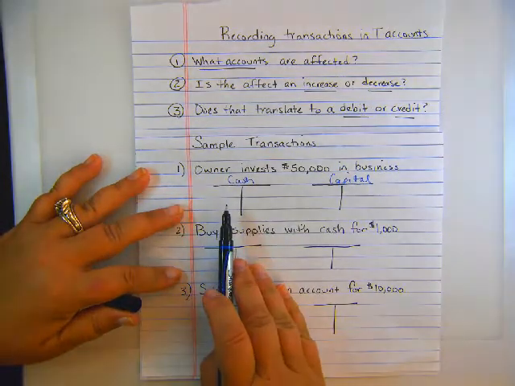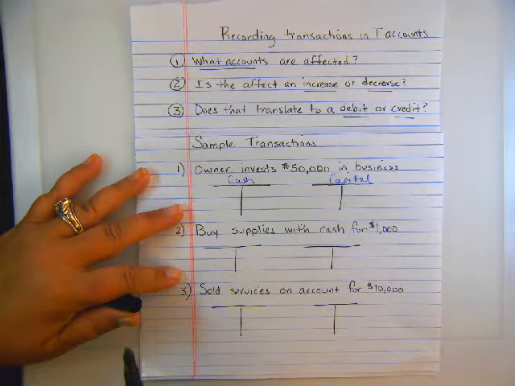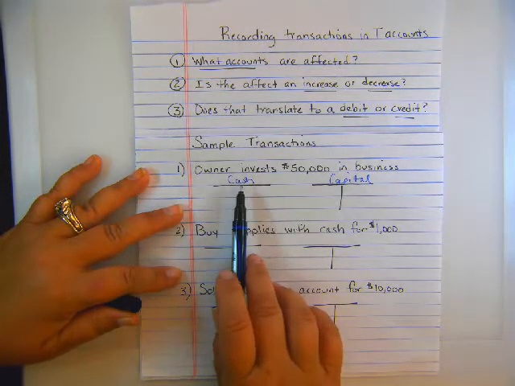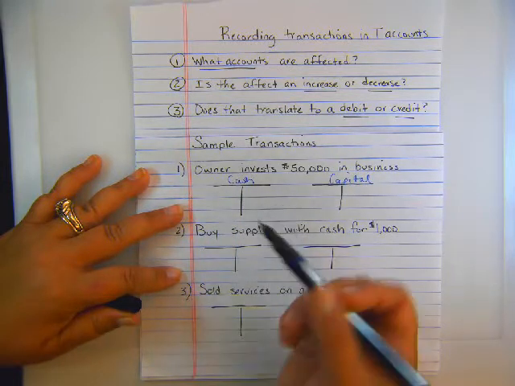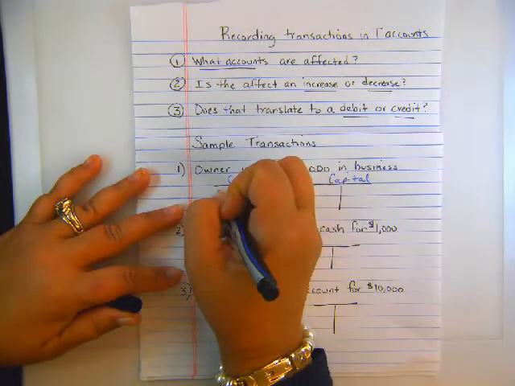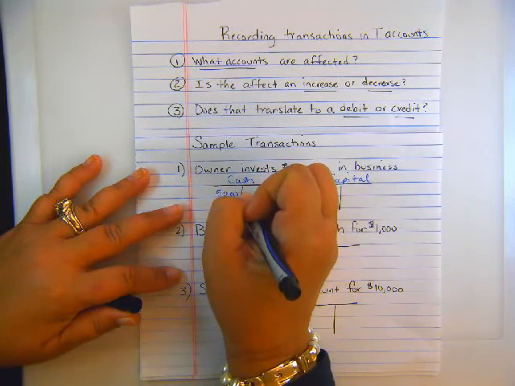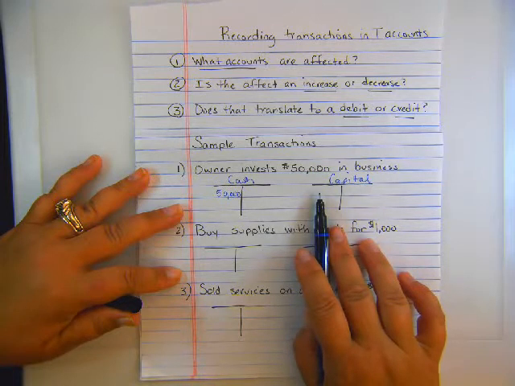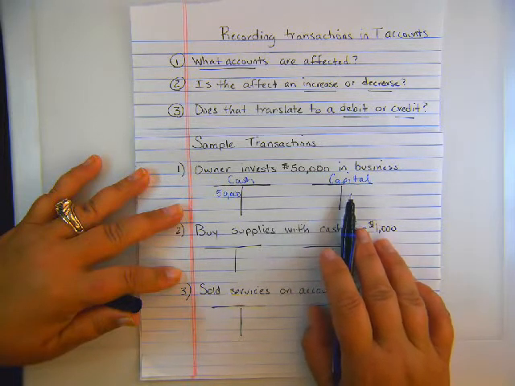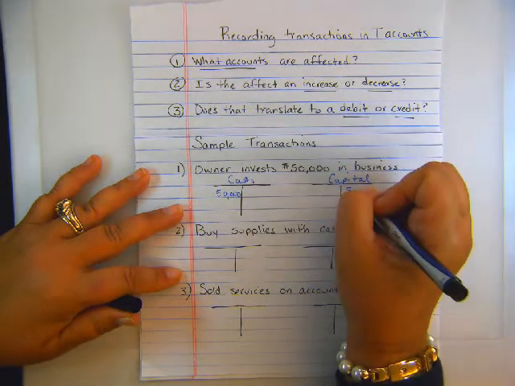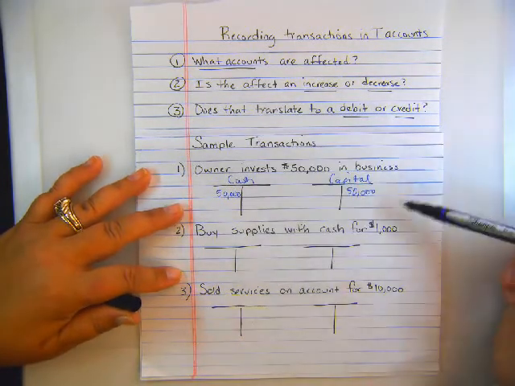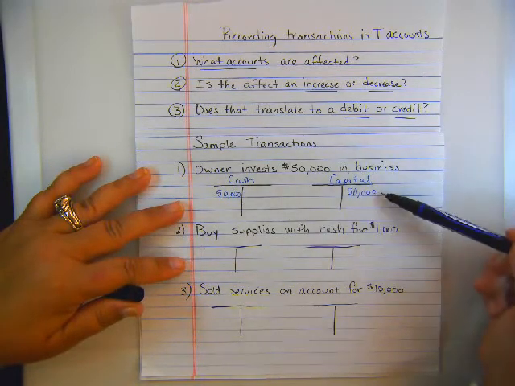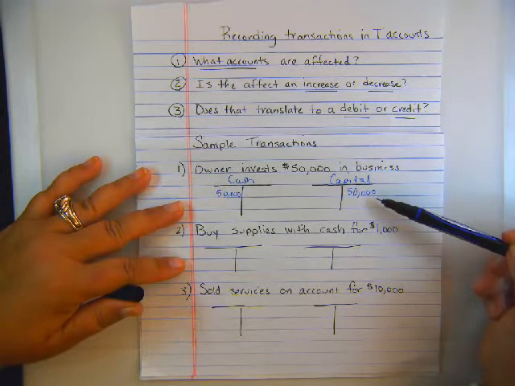Is cash increased or decreased as a result of this transaction? We know that it's increased. So if I'm going to increase cash, will that be a debit or a credit? We increase cash with debits. So that's a $50,000 debit to cash. Is capital increased or decreased? It is increased, and we increase capital with a credit. So my first transaction is simply debit cash, $50,000, credit capital, $50,000. That's it.